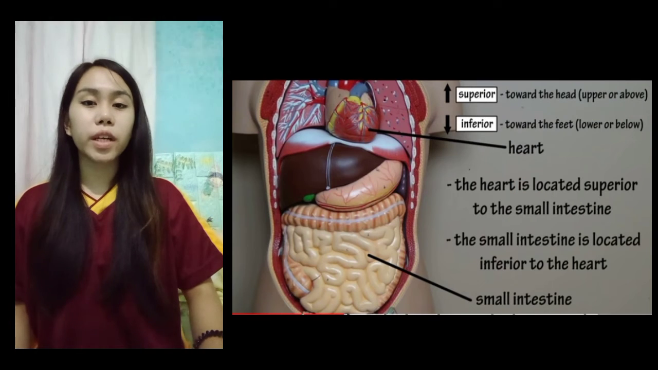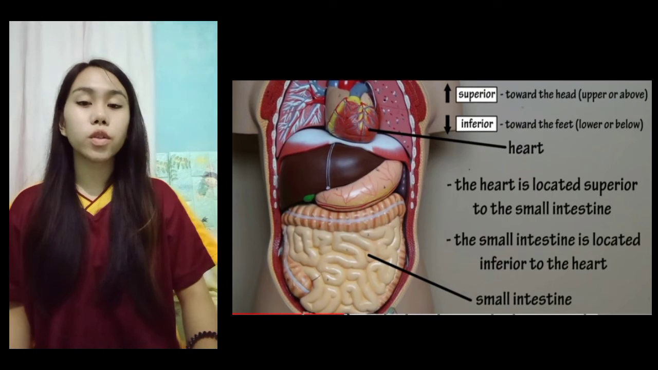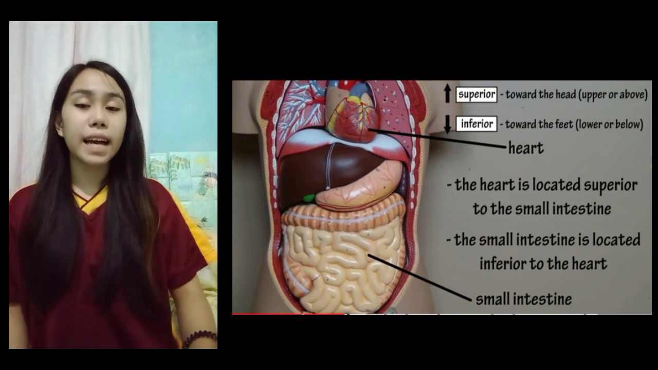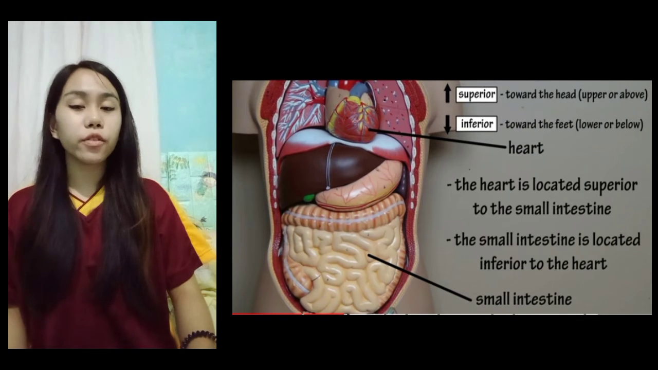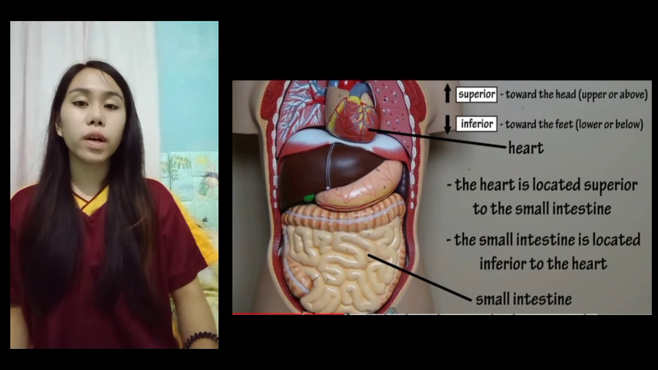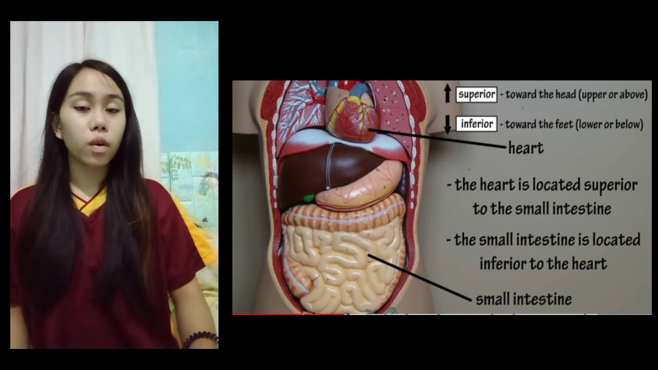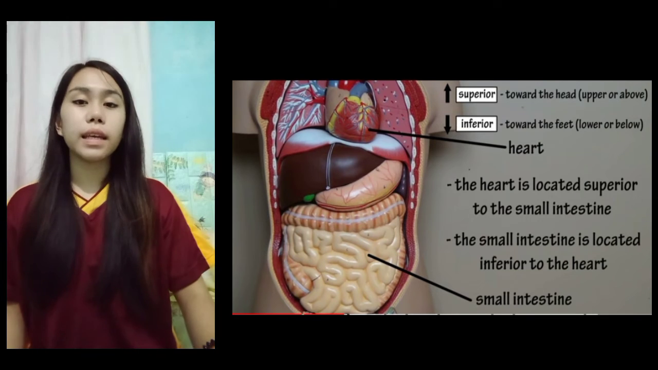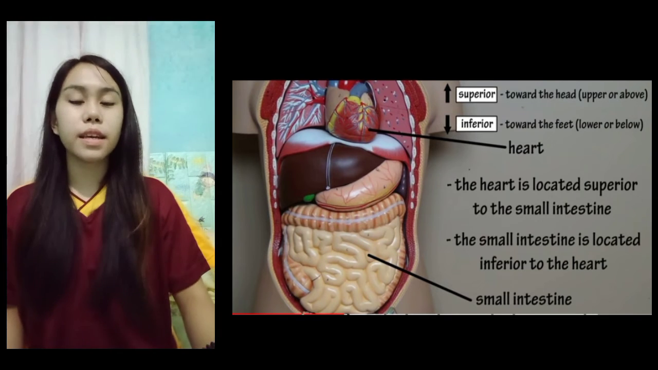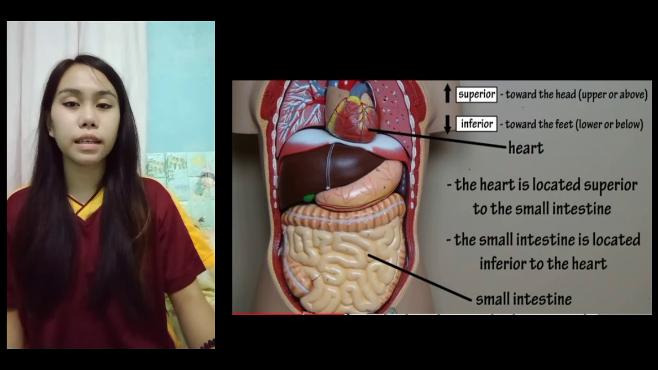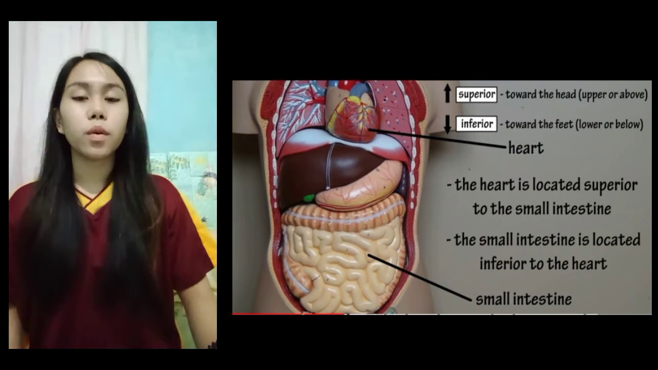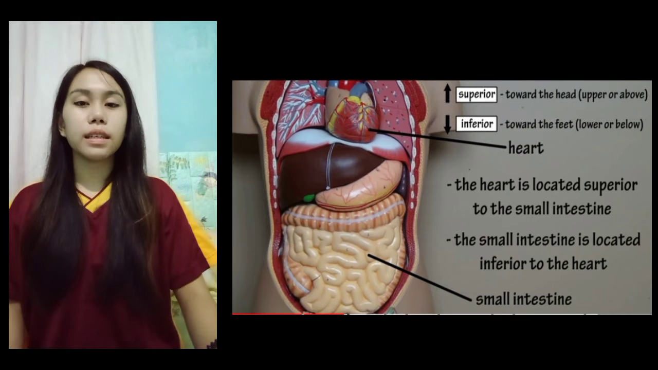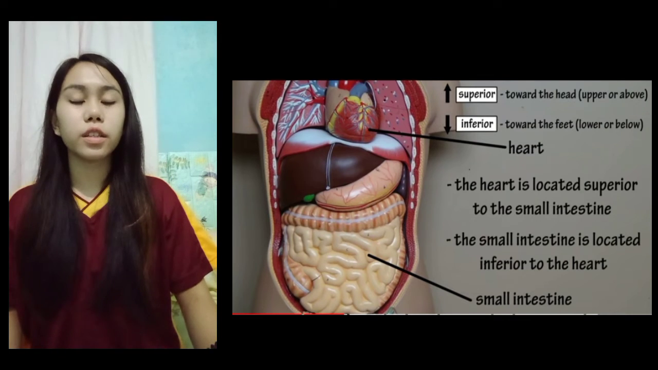Next is superior and inferior. Superior means toward the head or upper or above, while inferior means toward the feet or lower or below. An example of this is the heart and the small intestine. The heart is located superior to the small intestine, while the small intestine is located inferior to the heart.